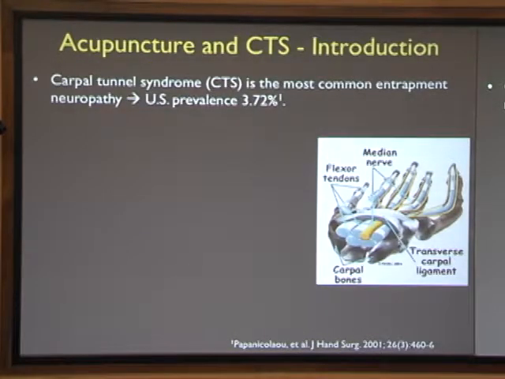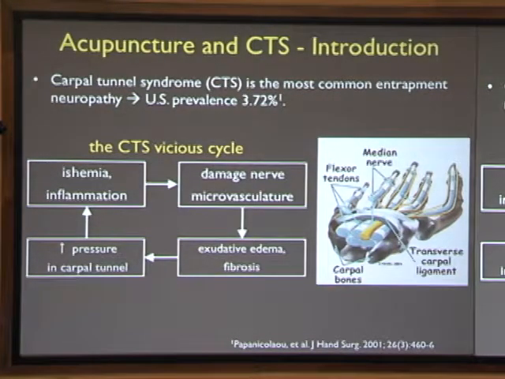So carpal tunnel syndrome is a localized condition, a very focal lesion that's located basically in the wrist. It's the most common, quote-unquote, entrapment neuropathy. So this is a neuropathic pain condition, I would say, with relatively high US prevalence, or prevalence around the world, really. And there's a vicious cycle of CTS, or carpal tunnel syndrome.